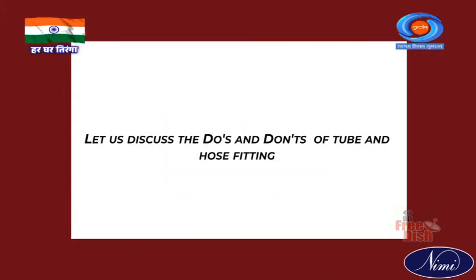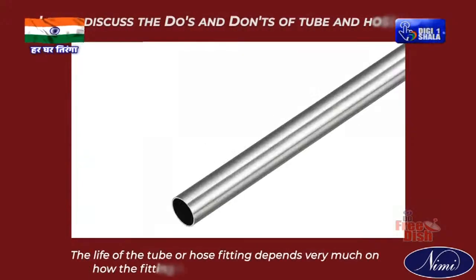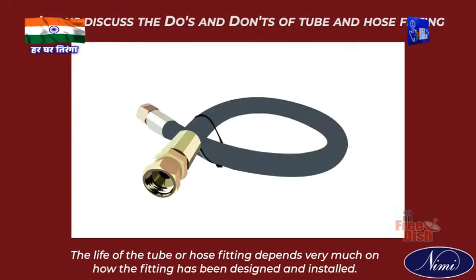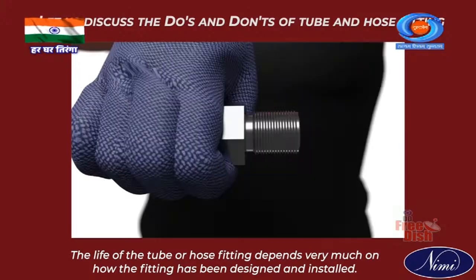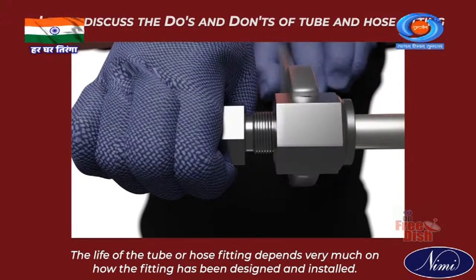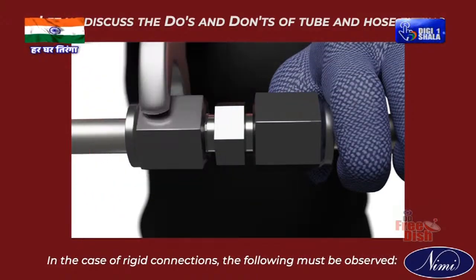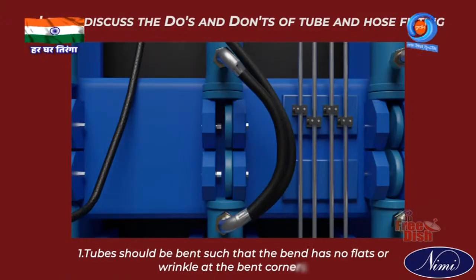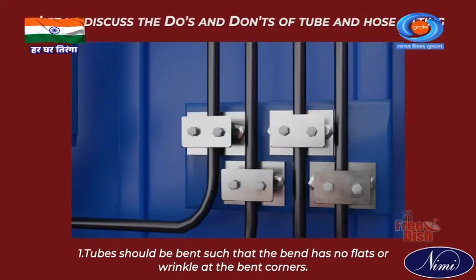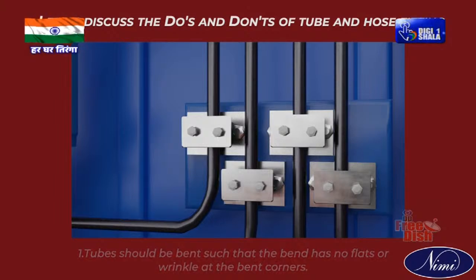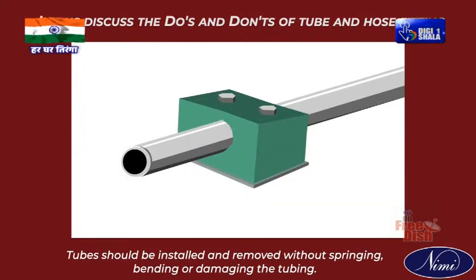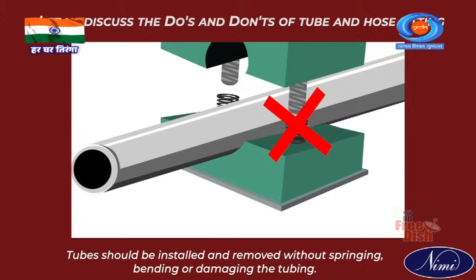Let us discuss the do's and don'ts of tube and hose fitting. The life of the tube and hose fitting depends very much on how the fitting has been designed and installed. In the case of rigid connections, the following must be observed. Tubes should be bent such that the bend has no flats or wrinkles at the bend corners. Tubes should be installed and removed without springing, bending, or damaging the tubing.